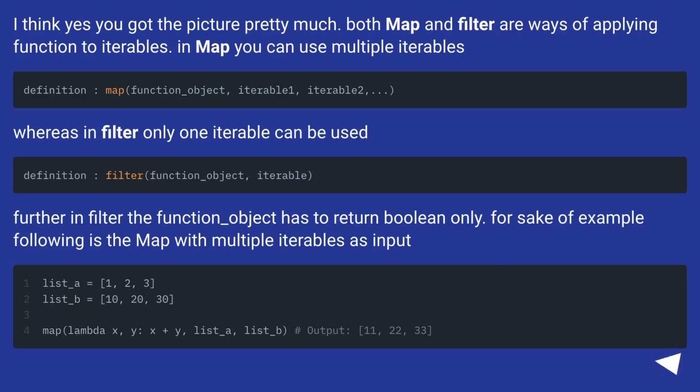I think yes, you got the picture pretty much. Both map and filter are ways of applying function to iterables. In map you can use multiple iterables, whereas in filter only one iterable can be used. Further, in filter the function object has to return boolean only. For sake of example, following is the map with multiple iterables as input.